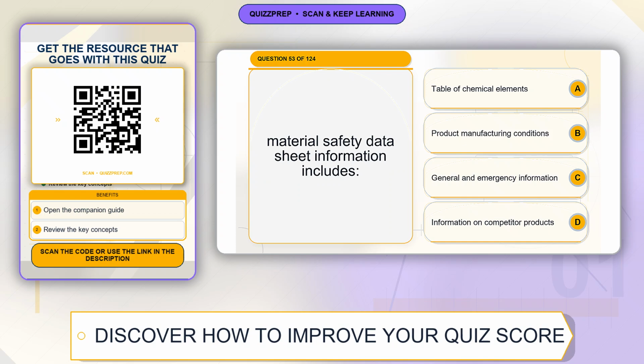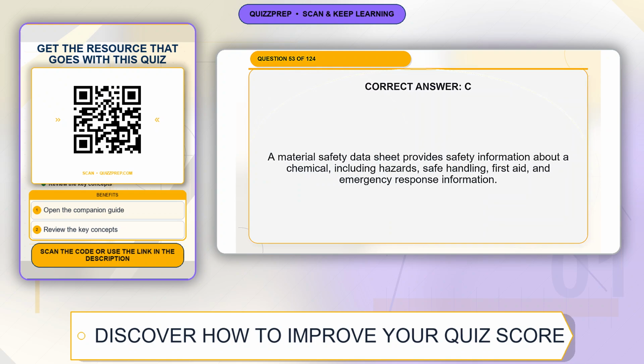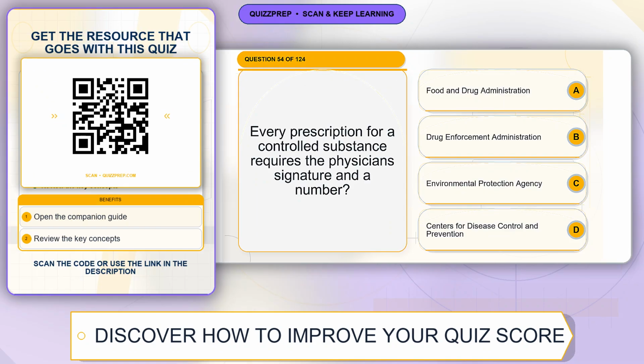Question 53. Material safety data sheet information includes: Option A, table of chemical elements. Option B, product manufacturing conditions. Option C, general and emergency information. Option D, information on competitor products. The correct answer is option C, general and emergency information. Explanation: a material safety data sheet provides safety information about a chemical, including hazards, safe handling, first aid, and emergency response information.